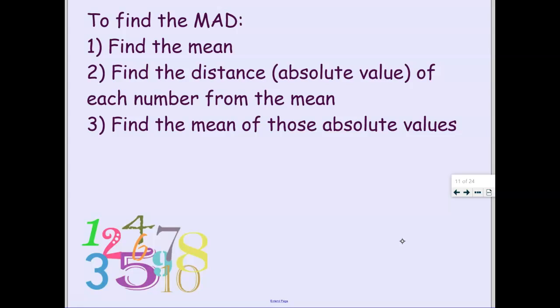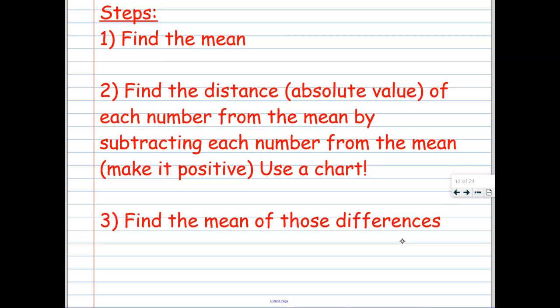So how do you find the MAD? I know you're just dying to know, right? The first thing you're going to do is find the mean. The second thing you're going to do is find the distance, as an absolute value, because we're only going to use positive numbers here, of each number from the mean. And then we're going to find the mean of those distances from the mean. It sounds more confusing than it is. It's actually not that hard. All right, go ahead and hit pause and write all this down.